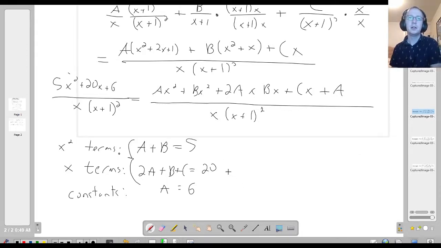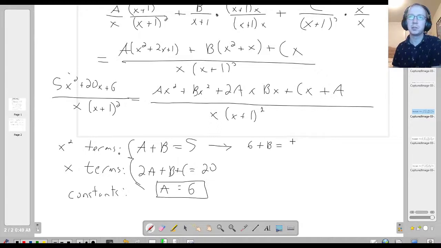There we go. All right, so this one's actually not too bad to solve. One of these equations is already solved for us, a equals 6. If I plug that into the top equation, 6 plus b equals 5, that means b equals -1. So now I have a and b. Let's plug it in here.